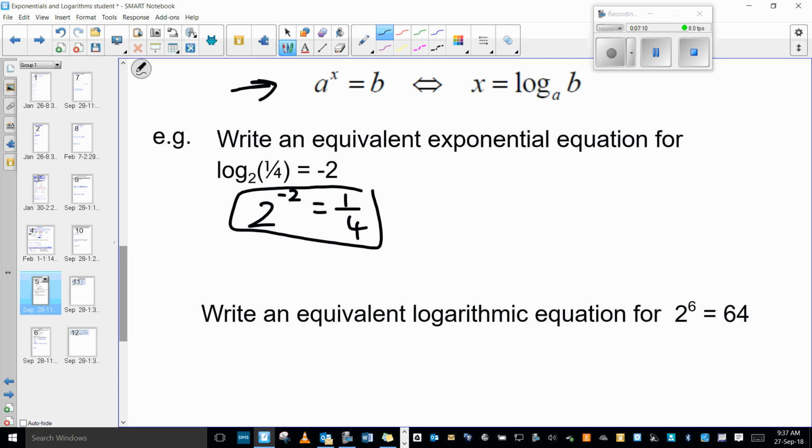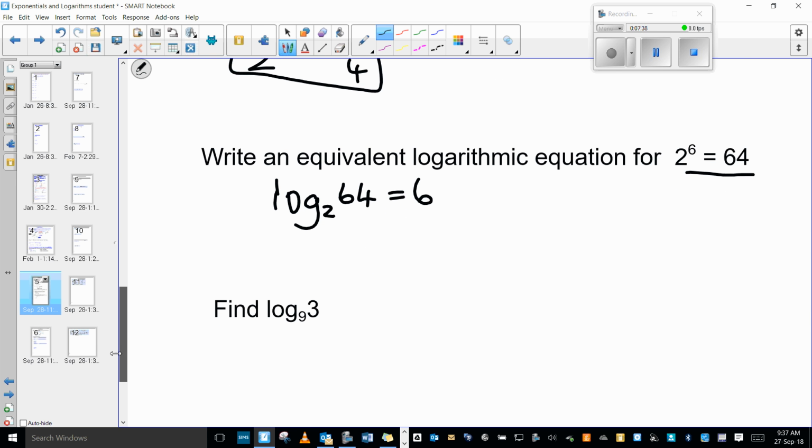So they've given it to us in power form and they want us to write log statements. So we would write log. What base do we have? 2. What goes with the 6? 64 equals 6. Okay? So this process here is just getting you practicing going from one format to the other.